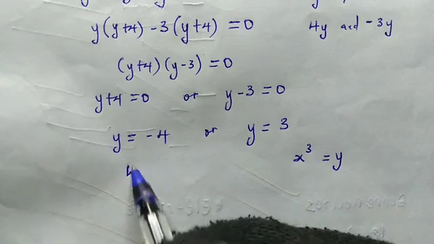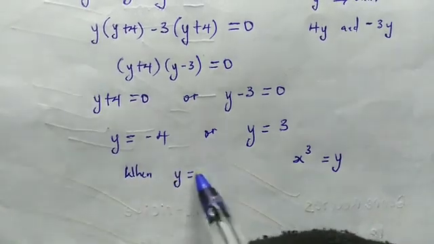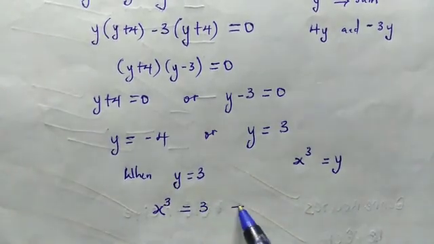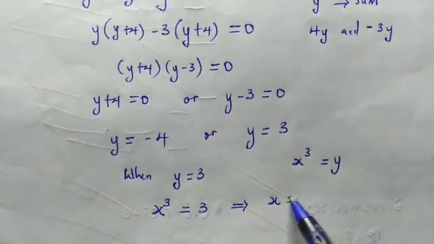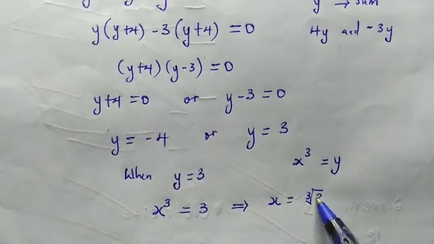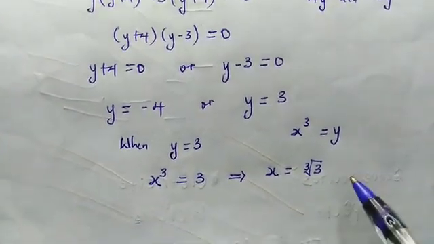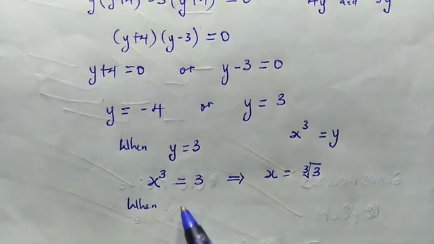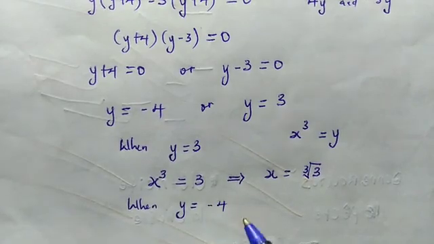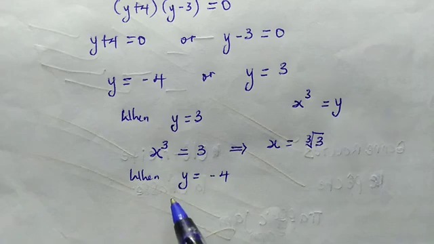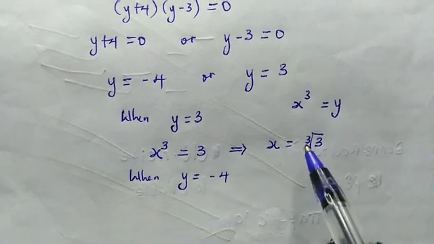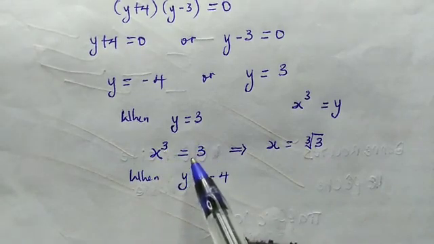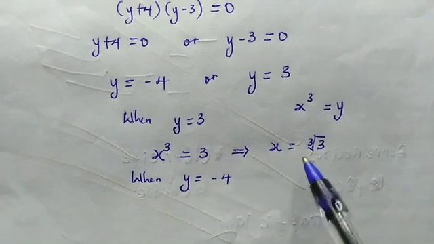So from here we have when y is equal to 3, x cubed is equal to 3, which implies that x will be equal to the cube root of 3, right? So right over here we have a solution. Now, when y is equal to negative 4, we're interested in the real solution, right? This does not mean that the cube root of 3 is the only solution for this equation. That is not true, but we are solving for real values of x, right?